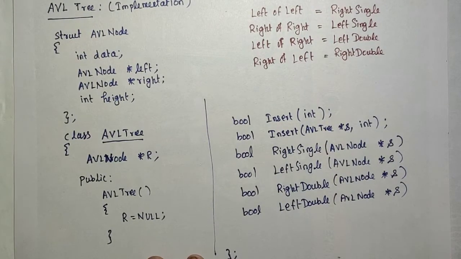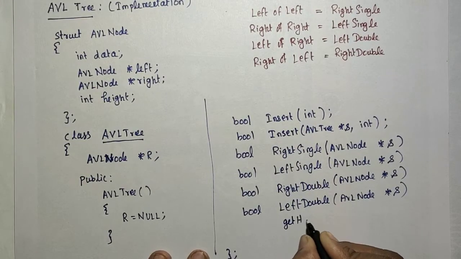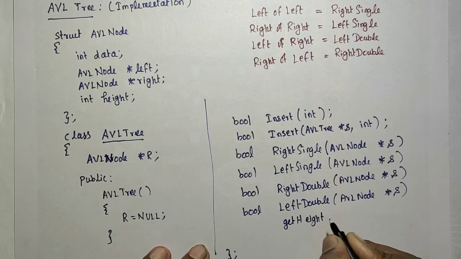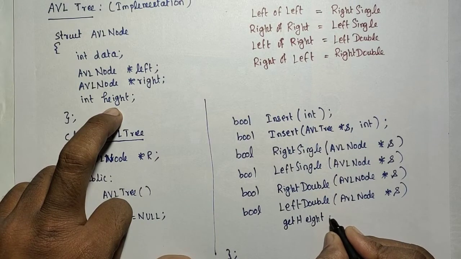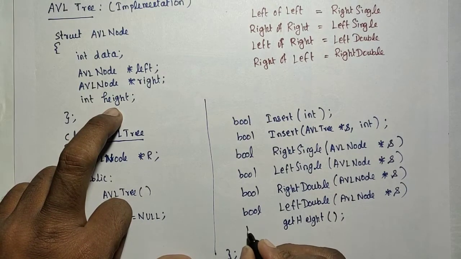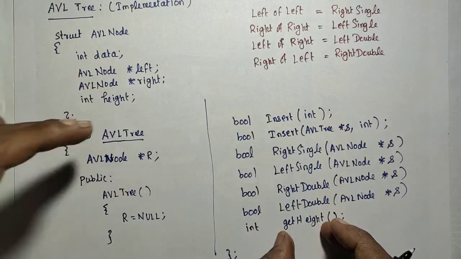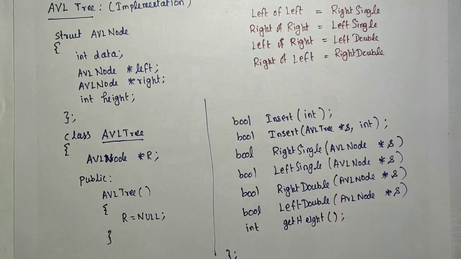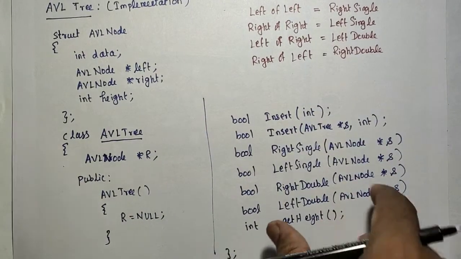Okay, and one more function we are going to add, that is get height. The get height is just to obtain the height of the tree. So it is going to return that height of the tree. So the return type is int. If that tree is not empty, it is going to return the proper height. If it is null, the height will be -1. Like that it is going to return. Once we complete that implementation, you will understand these functions better.